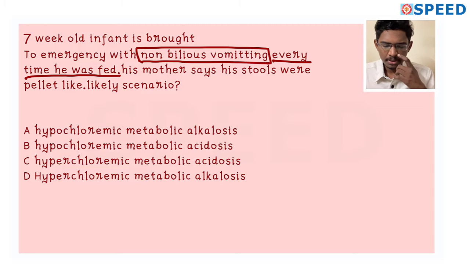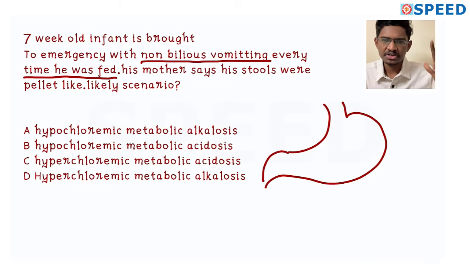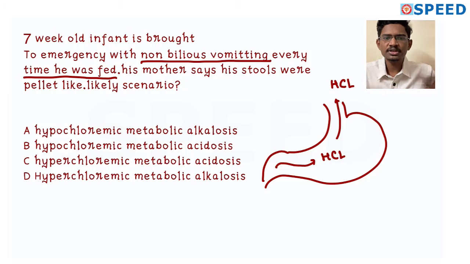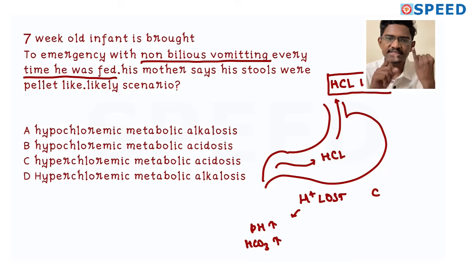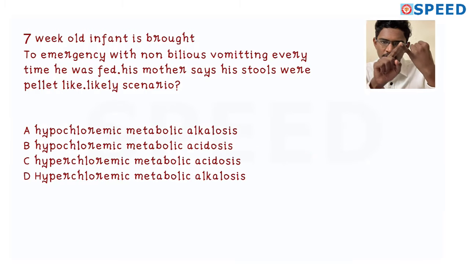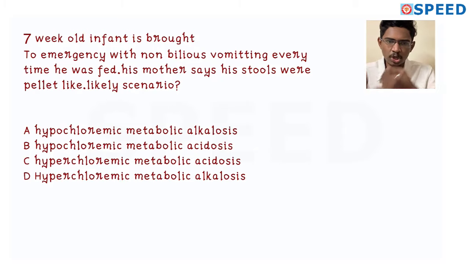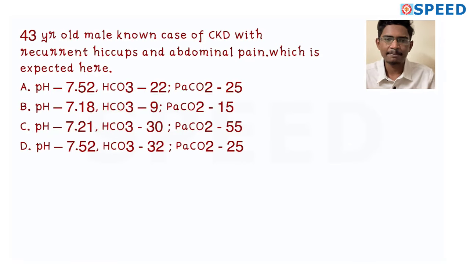See here, what is happening? The infant is having non-bilious vomiting, so some gastric outlet obstruction or something is going on, leading to persistent vomiting. So gastric secretions are persistently vomited out. Gastric secretion contains HCl. So H is lost, protons are lost. That will contribute to alkalosis, loss of acids. And chloride is lost, so hypochloremia. So hypochloremic metabolic alkalosis happens.